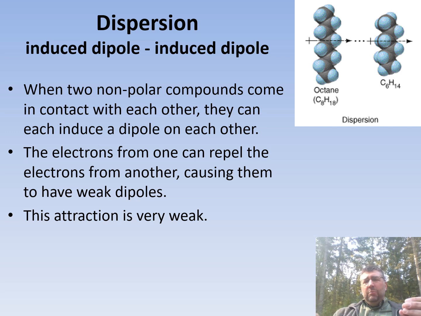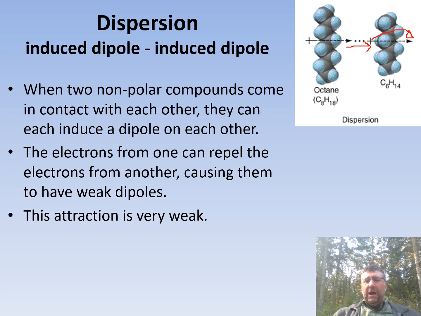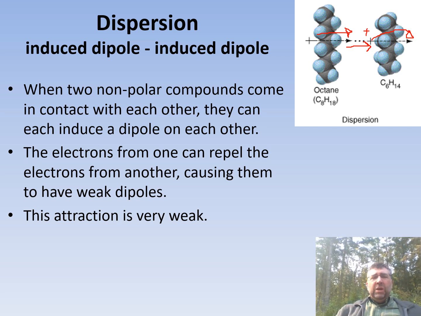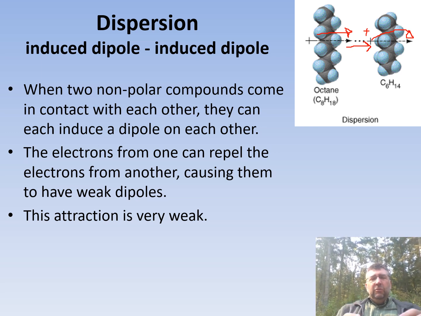Now, as that dipole is induced in one, it actually starts inducing a dipole back to the original one. So for instance, if the electrons of this one start pushing the electrons of that one over, it induces the dipole, moves the electrons over, creating a temporary dipole. However, because this becomes more positive, it starts actually pulling electrons from this one over, inducing a dipole back on the other one. Now, this dispersion force, or these induced dipoles, are extremely weak and temporary.